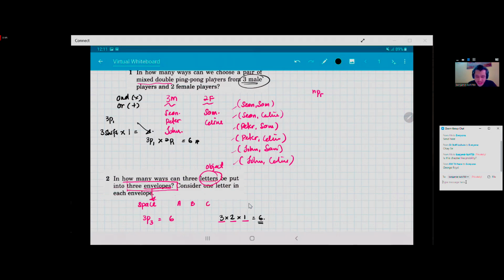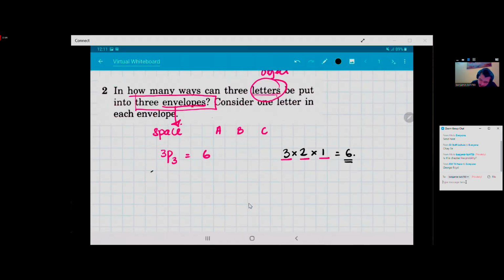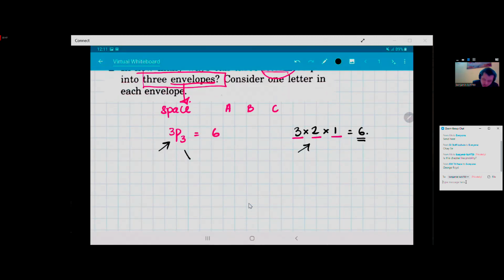So once again, 2 methods. One is by using the NPR. Another method is called fill in the blank. Isi tempat kosong. Now, one more thing you have to know. 3P3 can also be expressed. Maksudnya 3P3 juga boleh ditulis sebagai 3 factorial. 3 factorial.